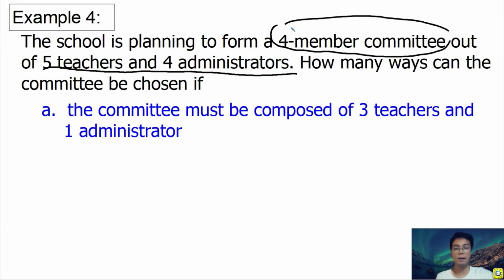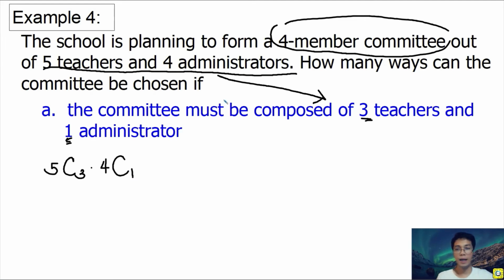Now, sa 4 na member na committee na yon, kailangan daw, it is composed of 3 teachers at saka si 1 administrator. So, ang magiging basis po natin, ito pong 5 teachers at saka 4 administrators na nasa problem. So, ang kukunin natin, from 5 teachers, 3 teachers ang kukunin. From 4 administrators, 1 administrator naman ang kukunin natin. So, our solution will be, so 5 teachers, ang kukunin lang po natin ay 3. So, that's 5 chosen 3 times. Yung isa naman po ay 4 admin, yung pamimilian. Ang kukunin natin ay isa lamang.